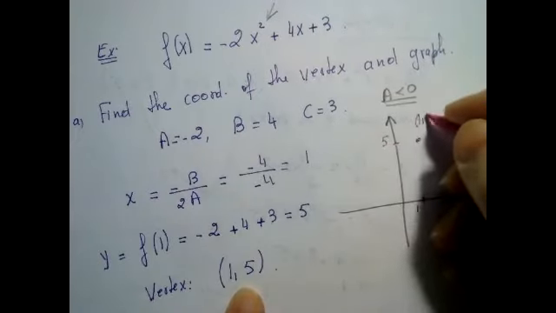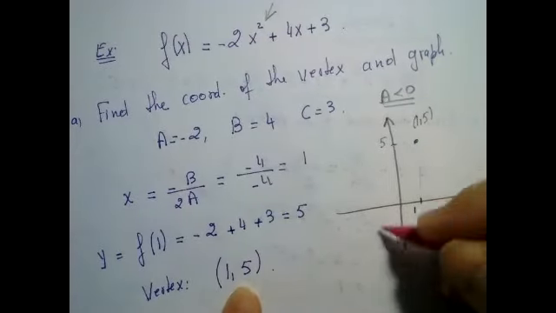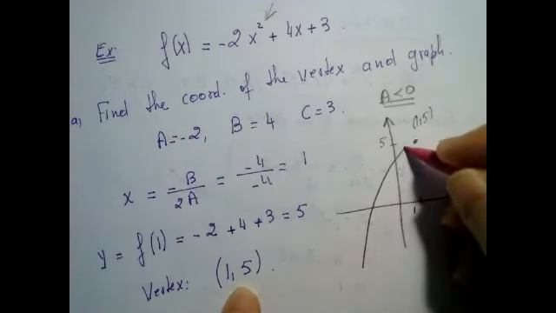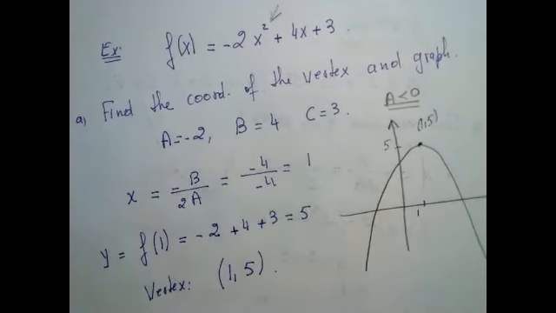That's my vertex. And this is a parabola going down. So this is going to look like this. I'm going to go like that and go down. And there is basically a symmetry in the graph. All right, so that's going to be the graph.